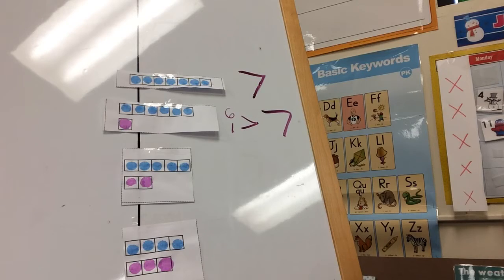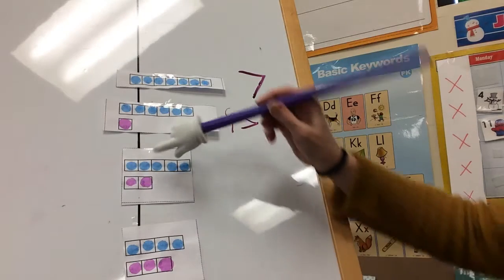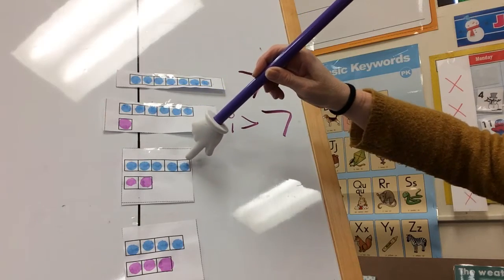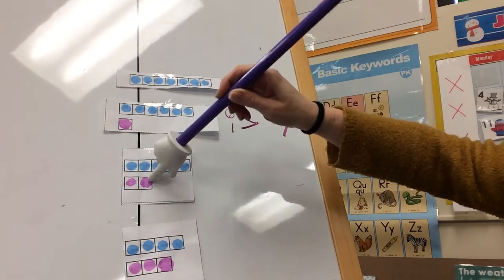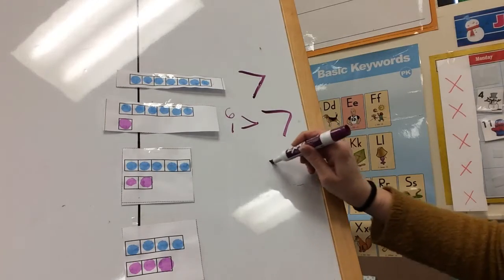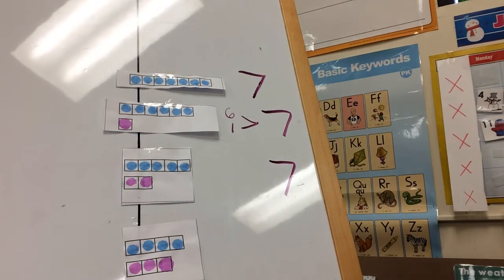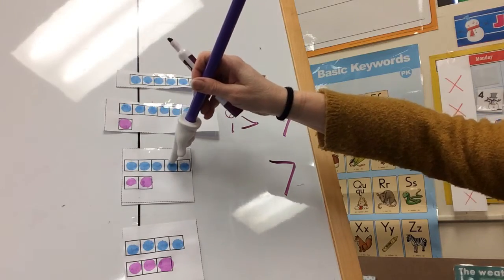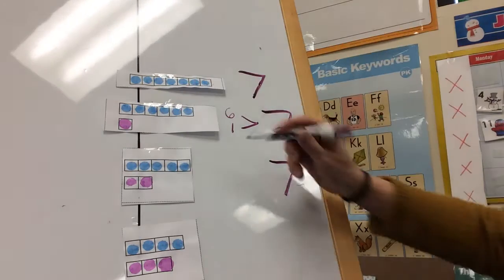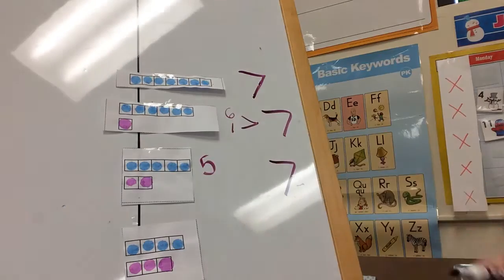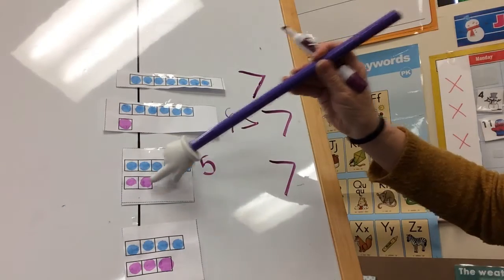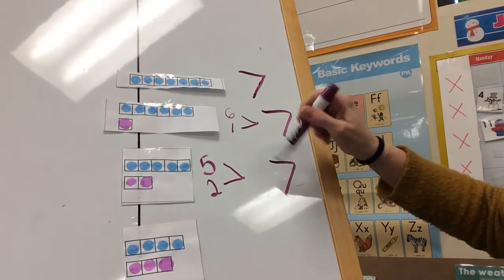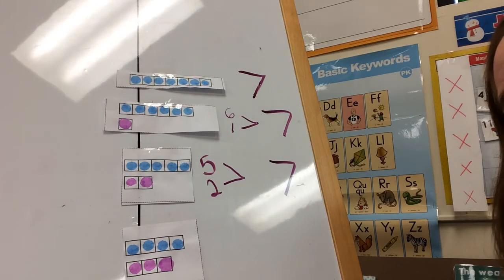All right, let's try this one. Let's count all of them together. 1, 2, 3, 4, 5, 6, 7. Another group of 7. How many blues are there? 1, 2, 3, 4, 5. There's 5 blues. And how many purples? 1, 2. Yes, 5 and 2. And when you put them together, they make 7.